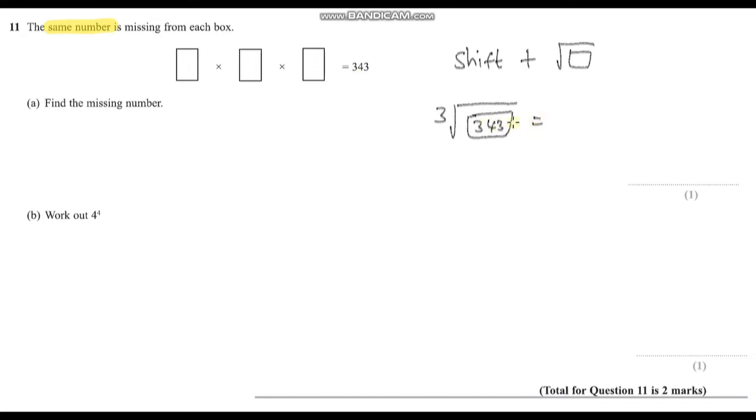Let's do that. Cube root of 343 and you get 7. So that's our answer, 7. What that means is 7 times 7 times 7 is 343.